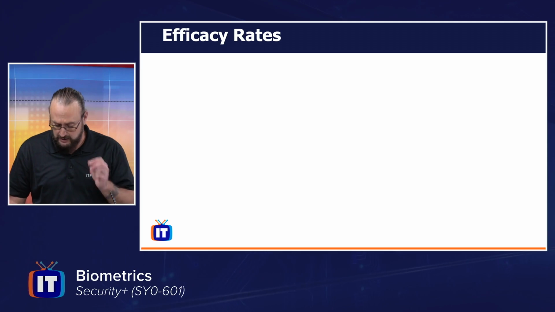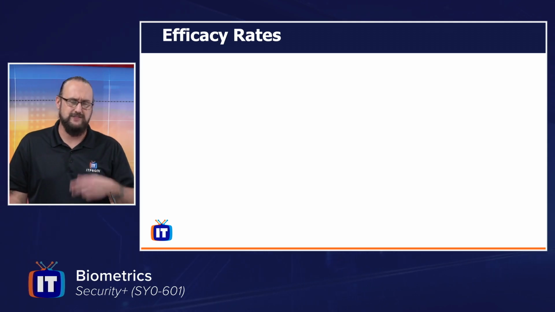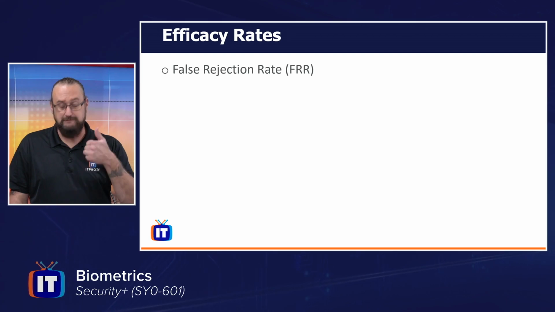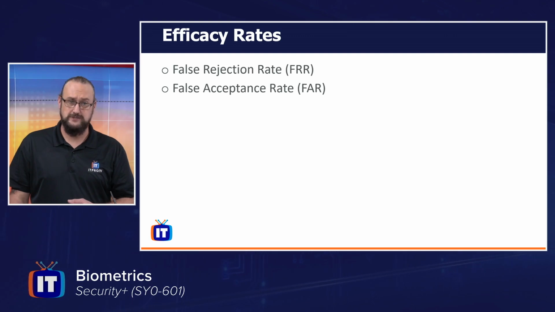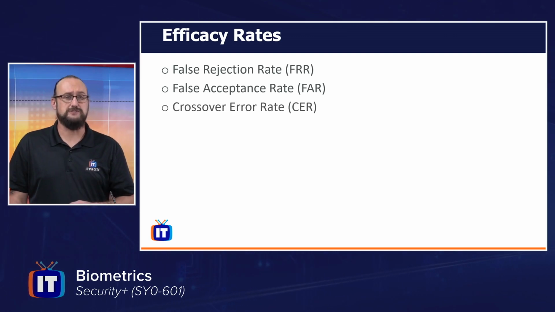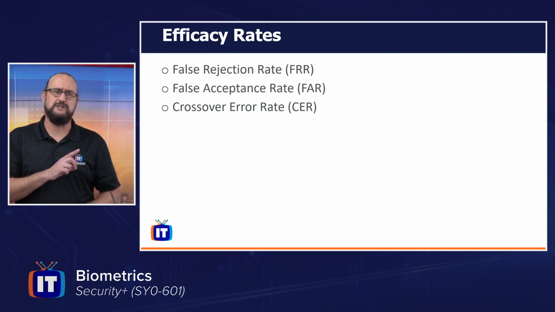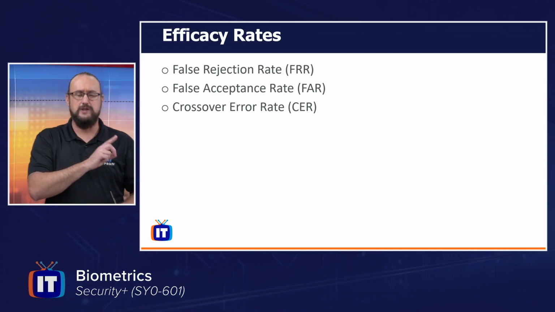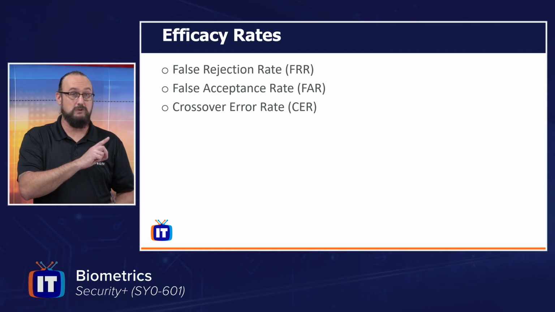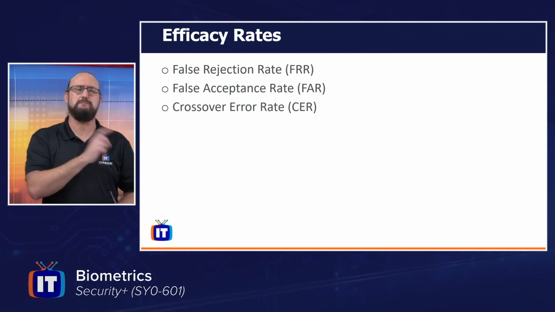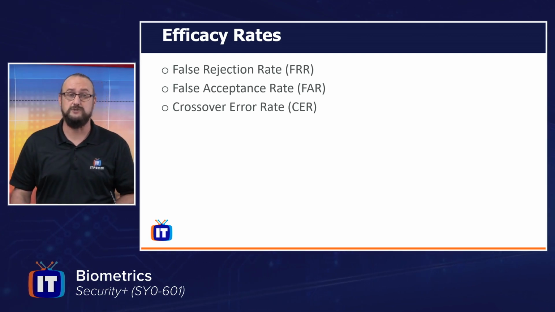In fact, we've got three that I can think of. We have what's known as the false rejection rate, FRR. We have the false acceptance rate, and we also have something known as the crossover error rate. I'm going to mention that this is also called equal error rate, and you'll see why it's also called that, but more commonly standardized, it's called the crossover error rate.